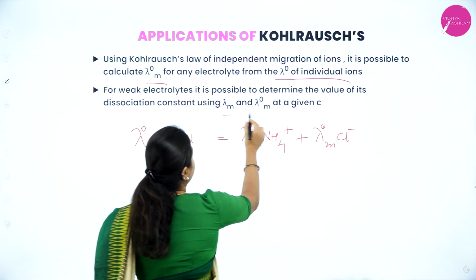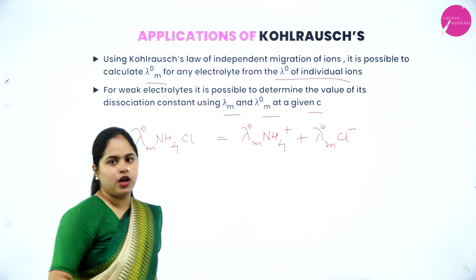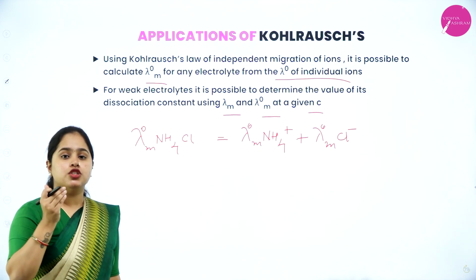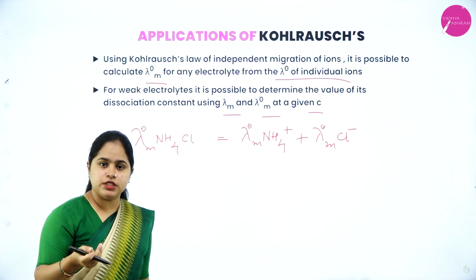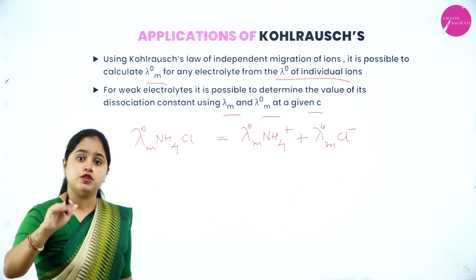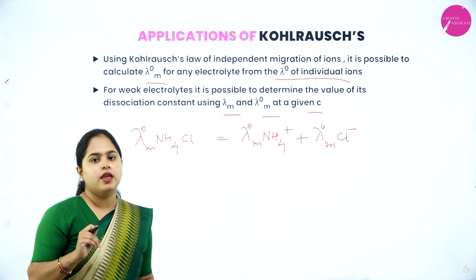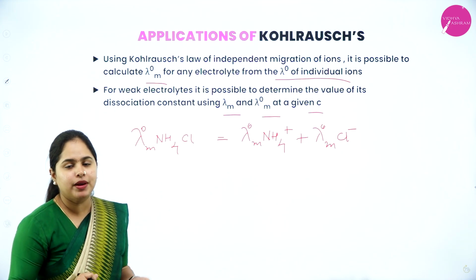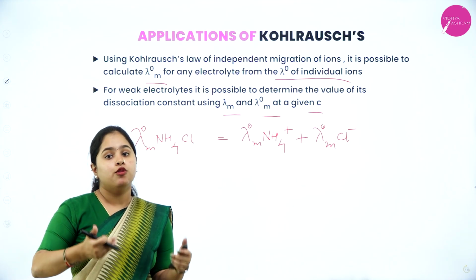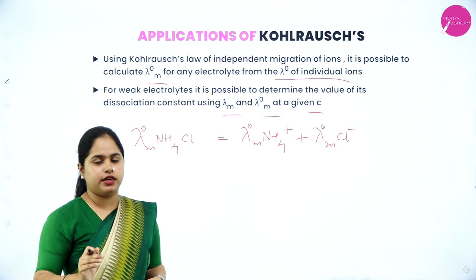Lambda m, lambda naught m at C, at a given concentration C. So using the limiting molar conductivity values of strong electrolytes, we can calculate it for weak electrolytes as well. I hope Kohlrausch's law, its applications, and how we can calculate for weak electrolytes using strong electrolytes is clear for you.